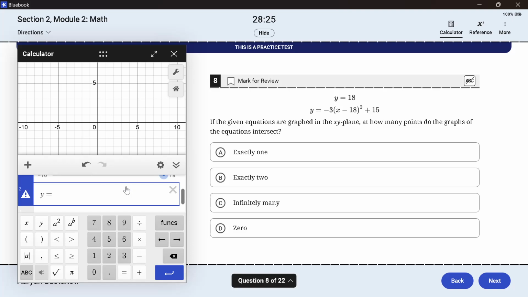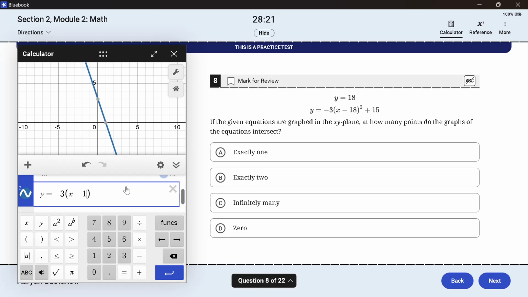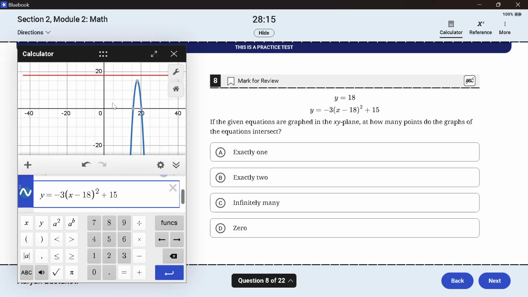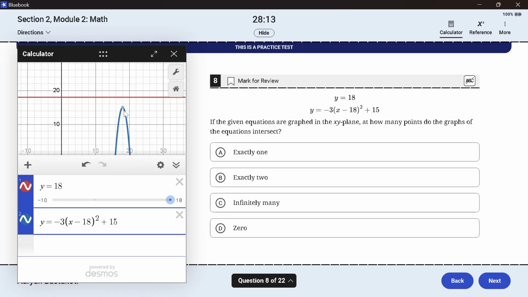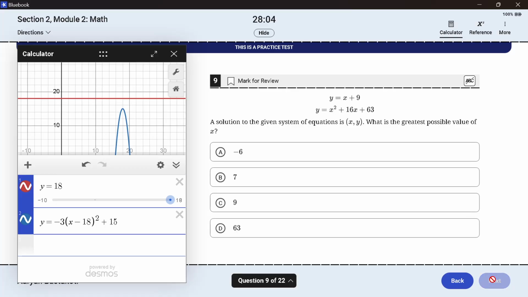Y is equal to minus 3 times x minus 18 whole squared plus 15. If you look at the graphs, there's no intersection point. The straight line is above it, so no intersection, meaning 0 solutions to the given system of equations.